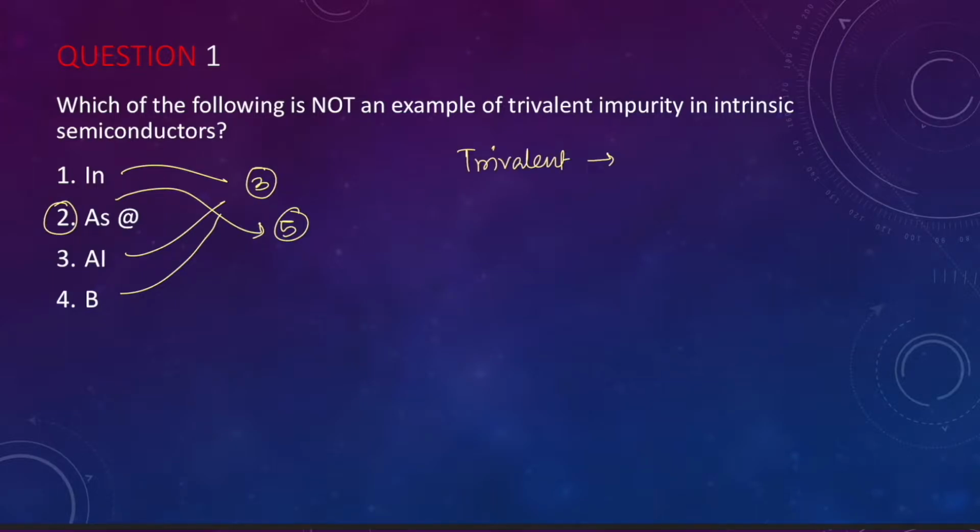By the way, when trivalent impurities are added to an intrinsic semiconductor, it makes the semiconductor p-type, and when a pentavalent impurity is added to an intrinsic semiconductor, it makes it n-type. So this is extra information.